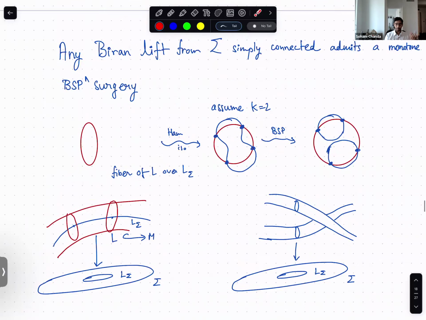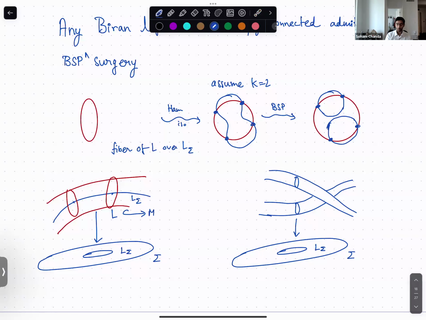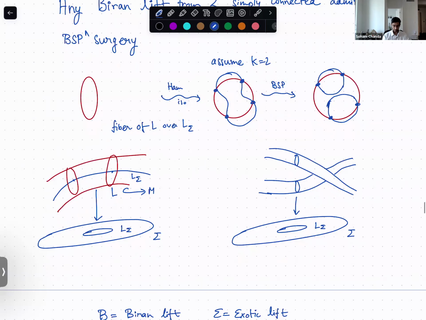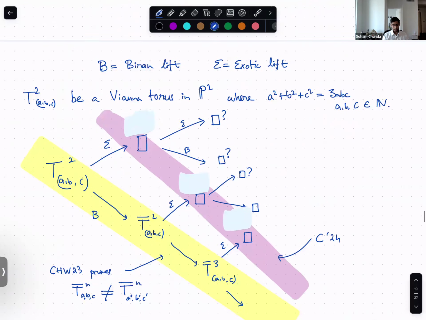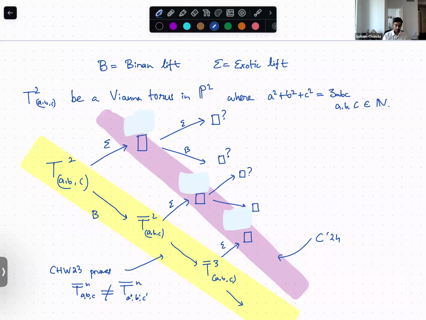Okay. And one important thing is that Bohr-Sommerfeld surgeries can preserve monotonicity if you have a circle bundle lift. And there's a way of saying that if you have these conditions, Bohr-Sommerfeld surgery will always preserve monotonicity. Okay, now let's go to some applications. So let's call B the Biran lift and E the exotic lift.